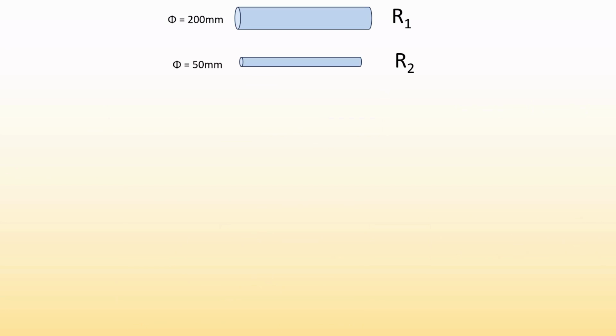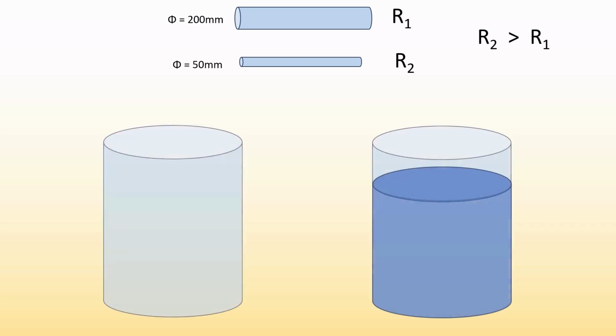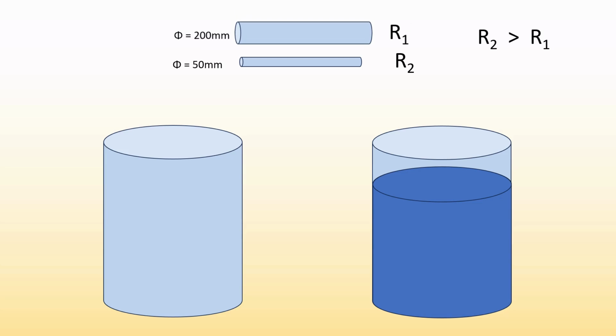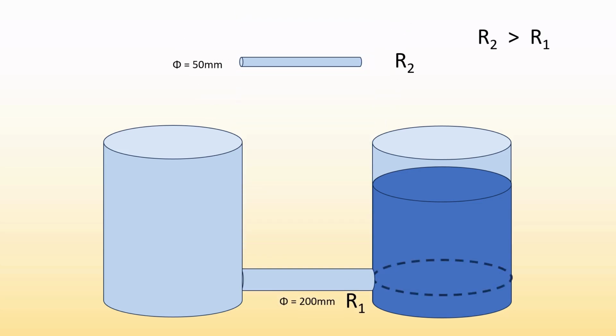We all know that resistance to the flow of water is higher in a narrow pipe compared to a wider pipe. Now consider 2 tall water tanks. One tank is filled with water and the other tank is empty. Suppose we connect these 2 tanks using a single large pipe with a diameter of 200 centimeters. Because the pipe is wide, water flows easily and the flow rate is high.